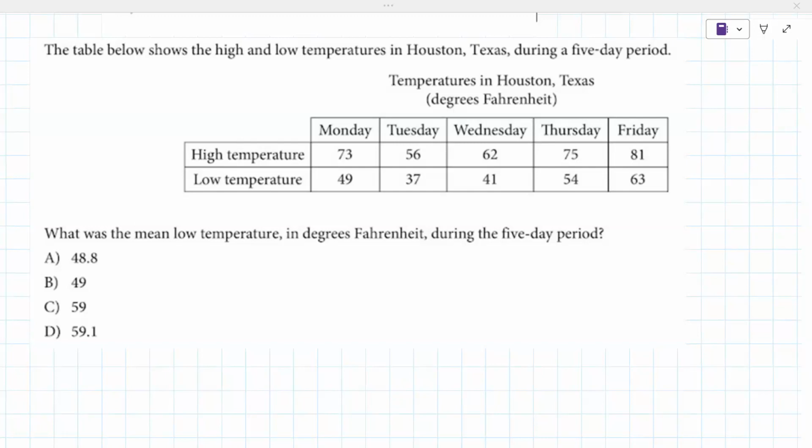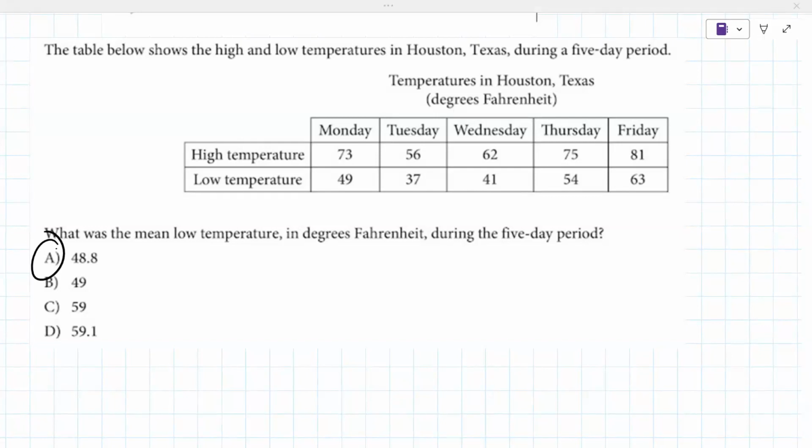48.8. Okay. How much time do you think that question took you? 40 seconds. I don't know. Yeah, just under a minute. And that's really good. Really good. And let me just double check if that is the correct answer. It is. Any questions on how to do that?